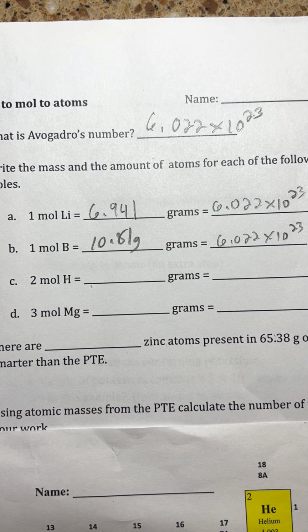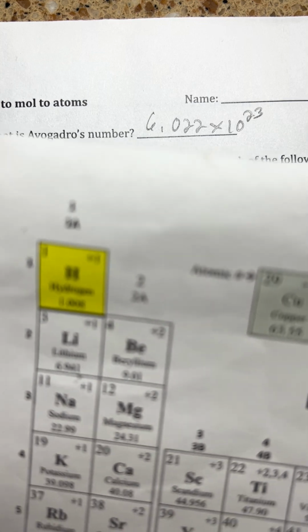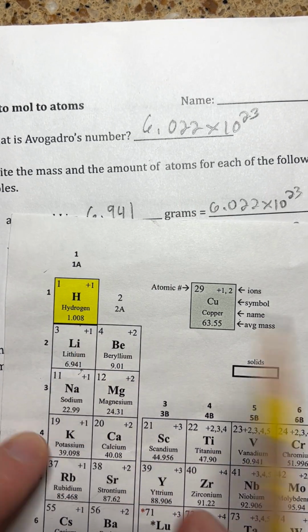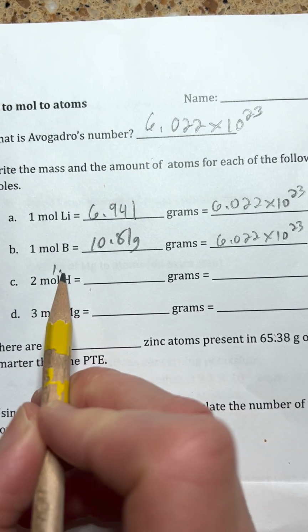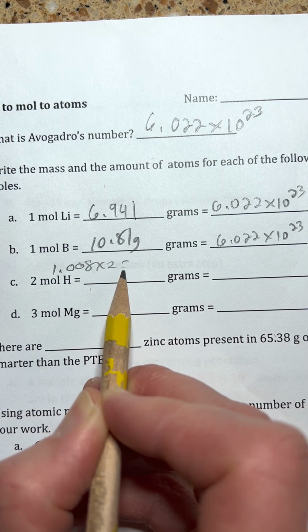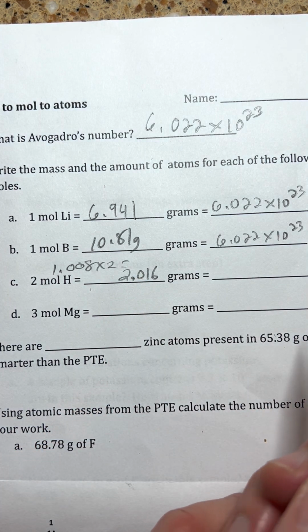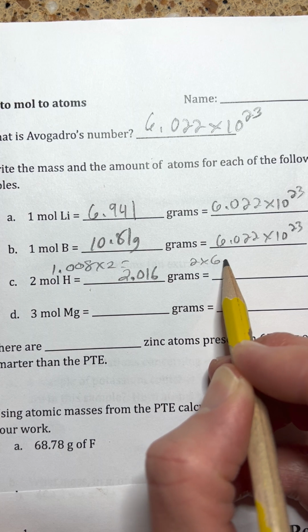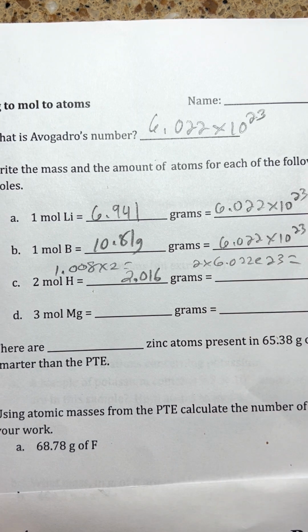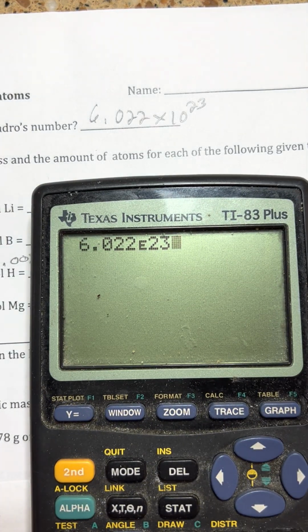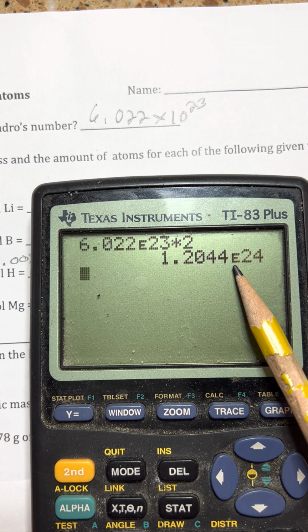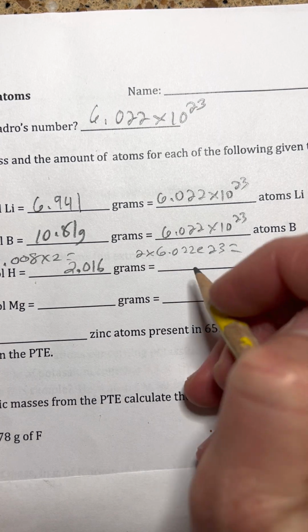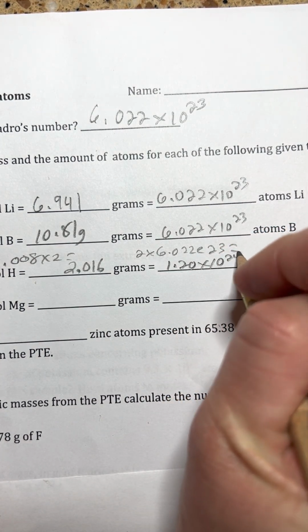It says 2 moles of hydrogen. So that means you will find the mass of hydrogen on the periodic table, and it's 1.008, and you'll multiply it by 2. So 1.008 times 2, which equals 2.016 grams. And then you will do that for the moles, or the atoms. You'll multiply 2 times Avogadro's number. Let me show you how you plug this into your calculator one more time. I already have Avogadro's number typed in there, and I'm going to multiply it by 2. And it looks like it's 1.20. Notice E, that means times 10, and then 24. So always look clear to the right. So 1.20 times 10 to the 24th atoms.